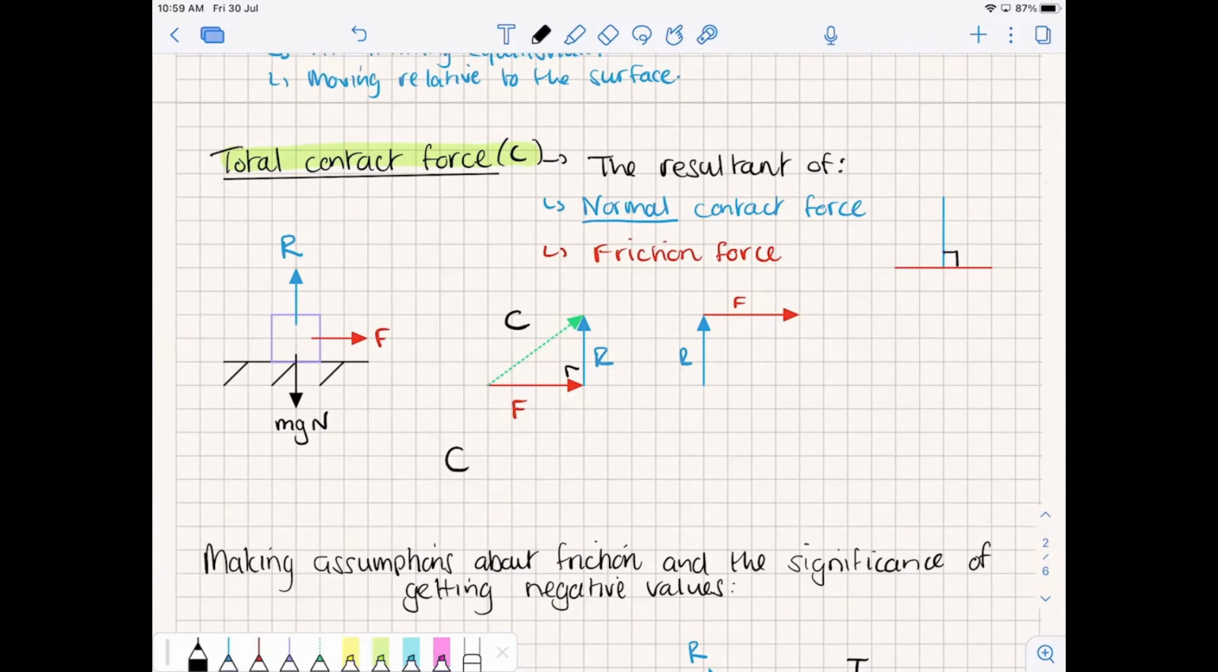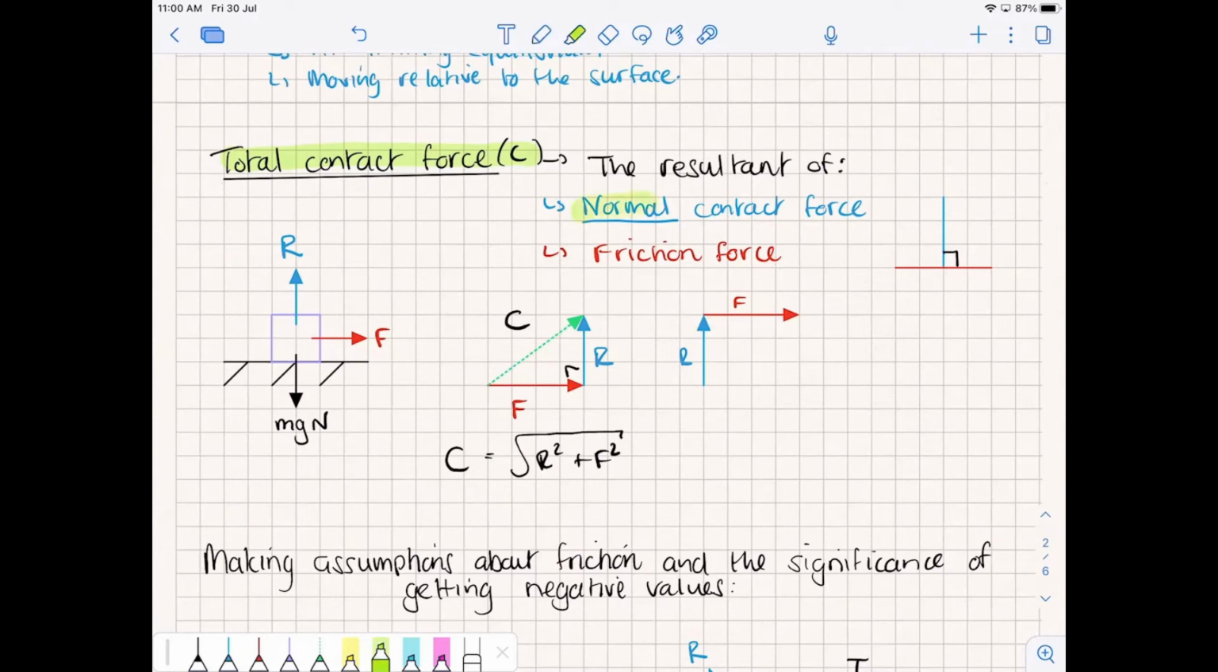So we can use Pythagoras, and similar to resolving vertically and horizontally, we can take the vertical component squared and add the horizontal component squared. And if we take the square root of that, we can find the contact force, right? The total contact force.